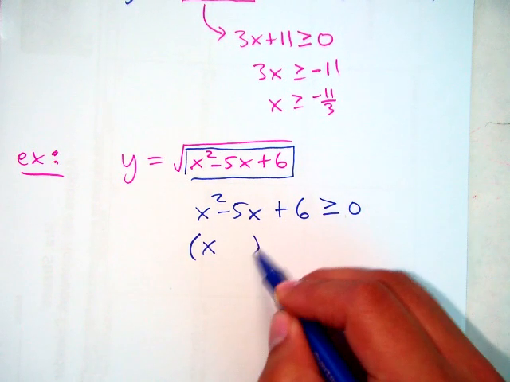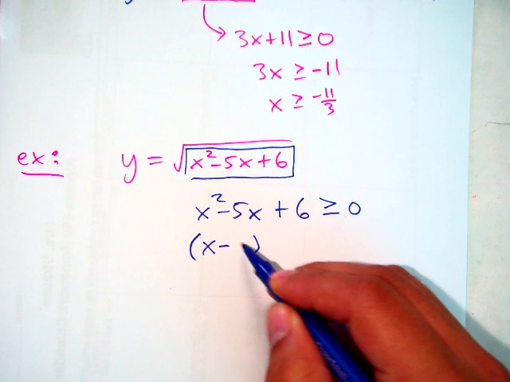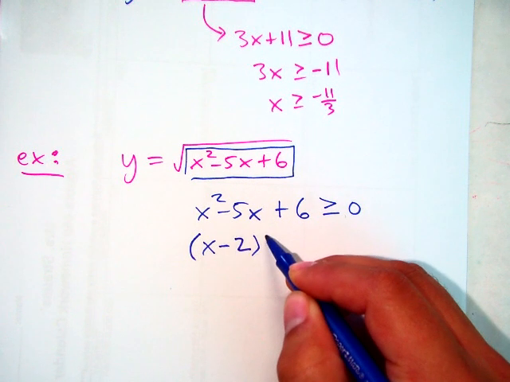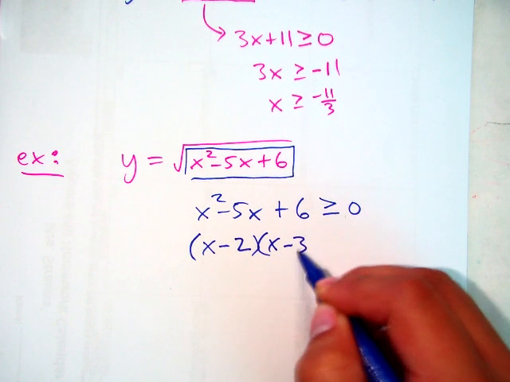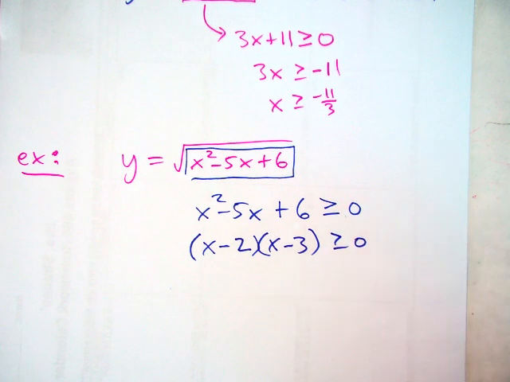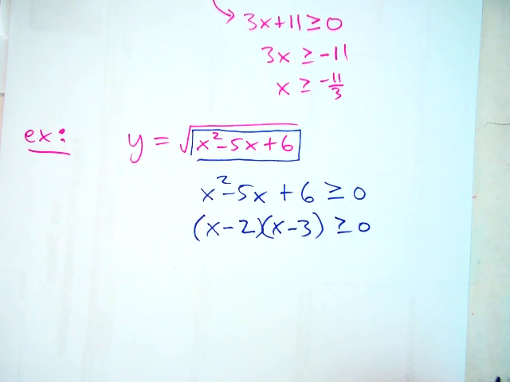Negative 6? X minus what? Negative 6. Kidding. 2 and 3. Negative 2 and 3. Okay. Right. So now how do I solve this strange looking inequality?